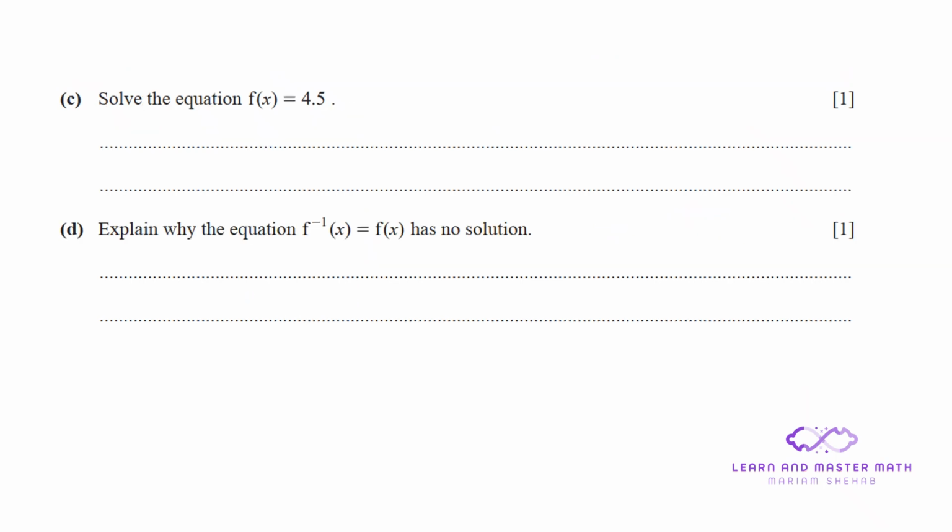In part C, solve the equation f of x equal to 4.5. This is equivalent to saying that the f inverse of 4.5 is equal to x. So all we have to do here is to substitute x by 4.5 in the f inverse expression we got in the previous part B. So f minus 1 of 4.5 is equal to negative radical 2 over 4.5 minus 4, which is equal to negative 2. This is 1 mark.